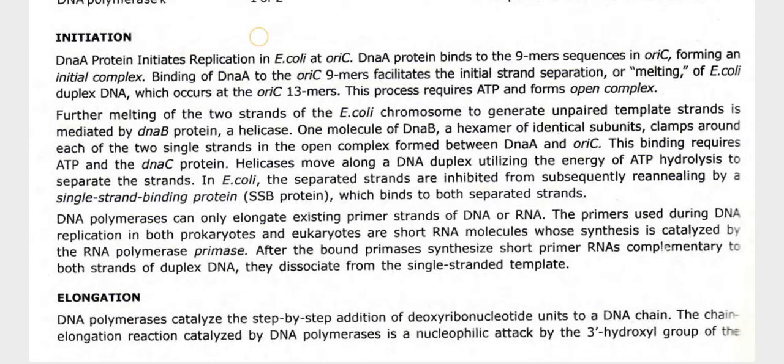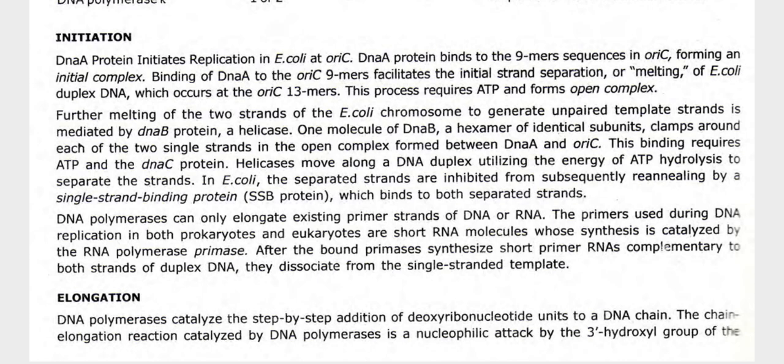DNA replication. First step, initiation. DNA A protein initiates replication in E. coli at oriC. DnaA protein binds to the 9-mer sequence in oriC, forming an initial complex. Binding of DnaA to the oriC 9-mers facilitates the initial strand separation, or melting, of the E. coli double helix, which occurs at the oriC 13-mers.